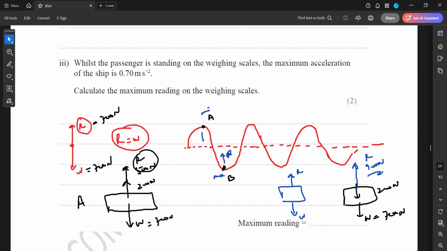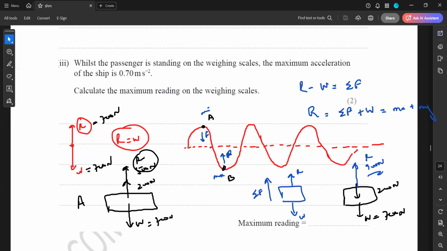When the object is at this position, the resultant force should be directed toward the center. So if I want the resultant force to be upward, it means R should be greater than W. So R minus W is equal to the resultant force. And if I need R, the reading, that is the resultant force plus W. The resultant force is MA and W is mg. So MA plus mg, and when I simplify, I'll get the value for R.